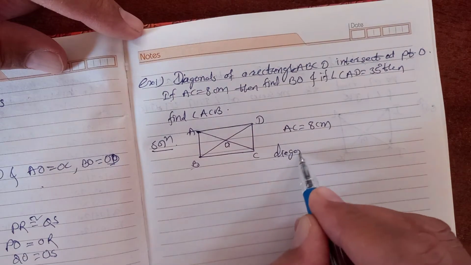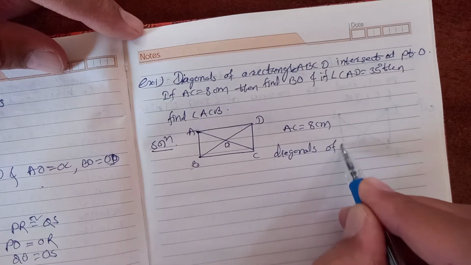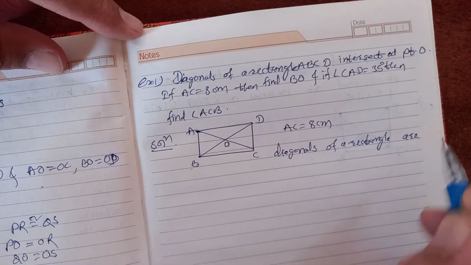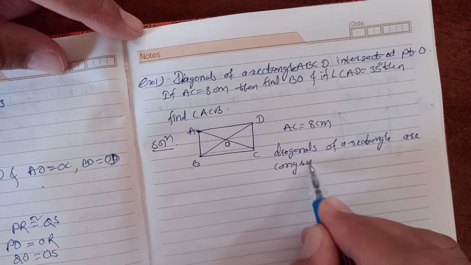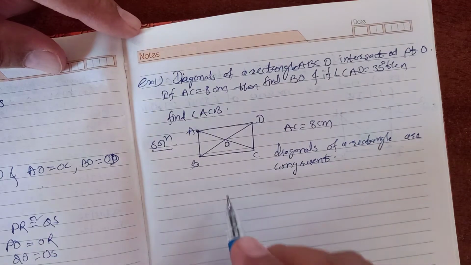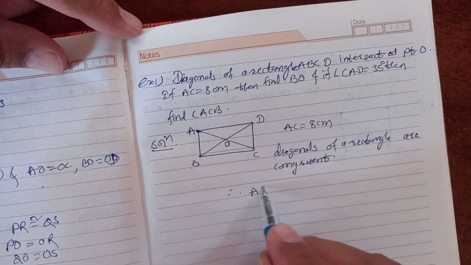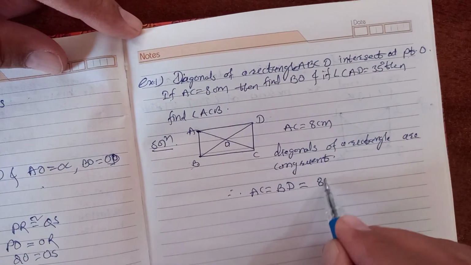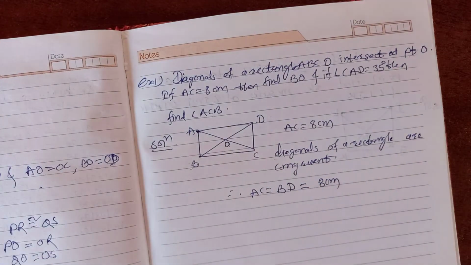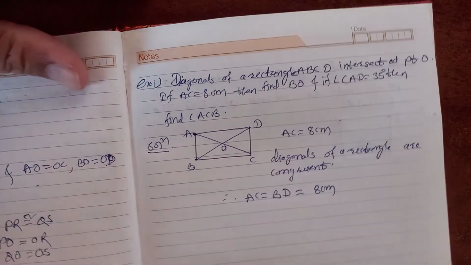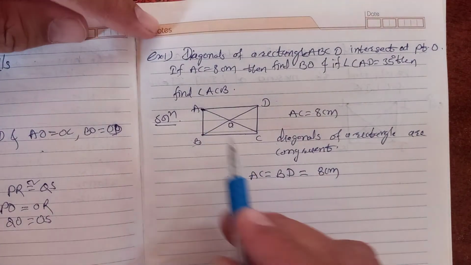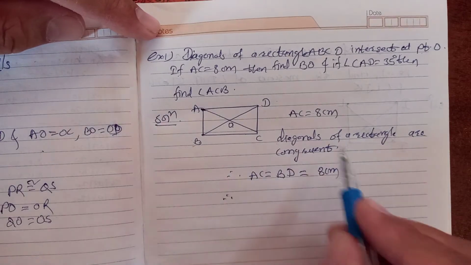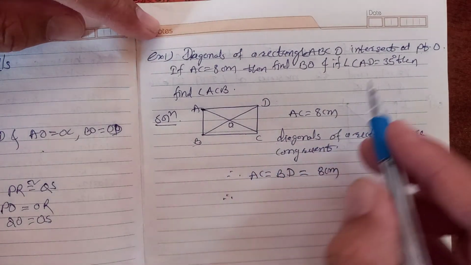diagonals of a rectangle are congruent. We know this property. Write the property: these are congruent. Therefore, we can say AC is equal to BD is equal to 8 centimeter. AC is 8, then BD is also 8 because they are congruent. Okay. So now one more property: diagonals of a rectangle bisect each other. Therefore, here you have to find BO, no? What do we have to find?